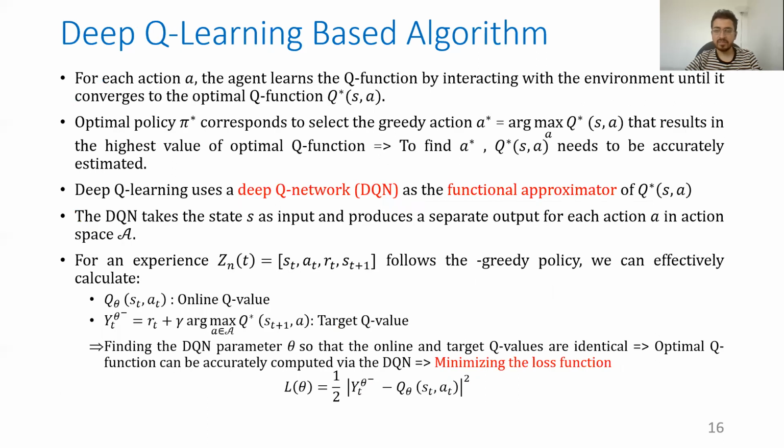So in Q learning, if you can accurately estimate the Q values, the optimal policy would be to take the action in each state that maximizes the Q value. And in deep Q learning, we use a neural network as a function approximator for the Q values. The deep Q network consists of a neural network which takes the state as the input and outputs the Q value of each action.